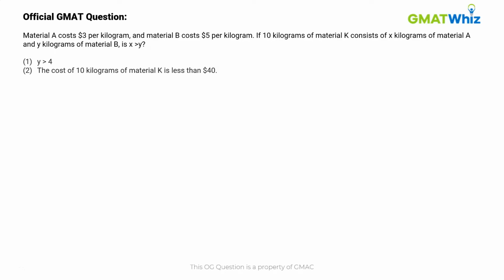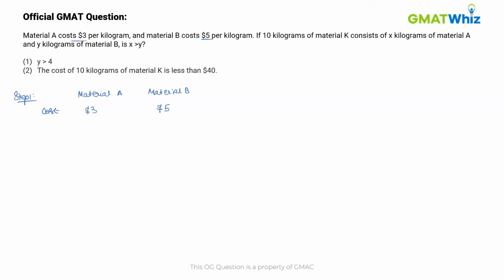In this question we are given that material A costs $3 per kilogram and material B costs $5 per kilogram. Before reading the question any further, let's create a table. Creating a table helps you write down the data correctly and avoid making mistakes. Whenever you see that it is possible to create a table in which you can write down the data, do create one.